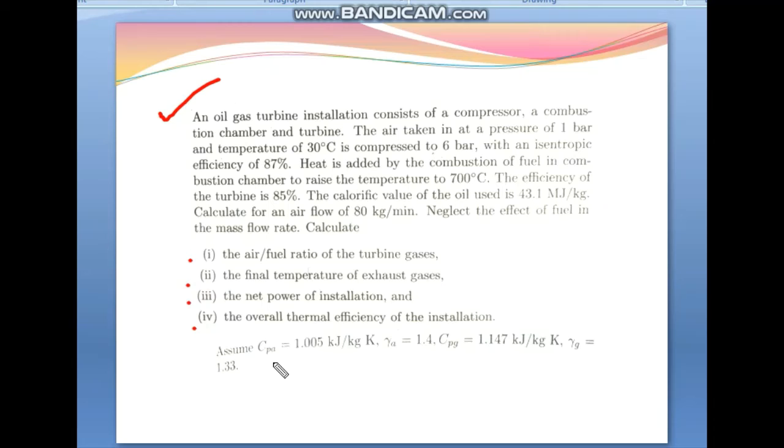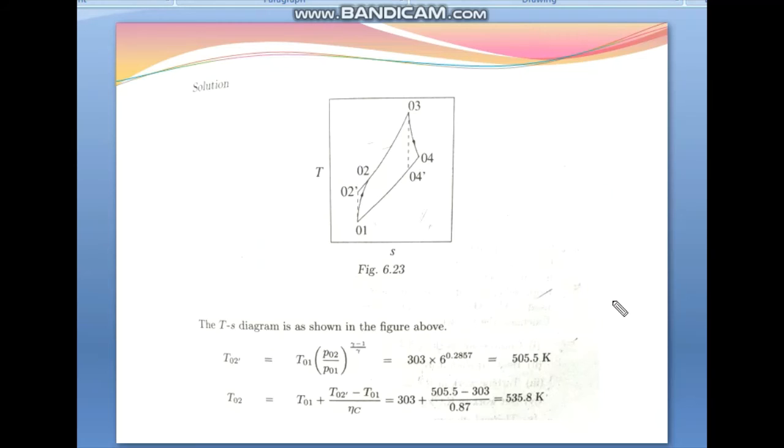Assume Cp of air is 1.005 kilojoule per kg Kelvin and gamma for air is 1.4, and Cp for gas is 1.147 kilojoule per kg Kelvin and gamma for gas is 1.33. As it says, the air is compressed from 1 bar to 6 bar, that means at point 1 the pressure is 1 bar and at point 2 dash it is 6 bar.